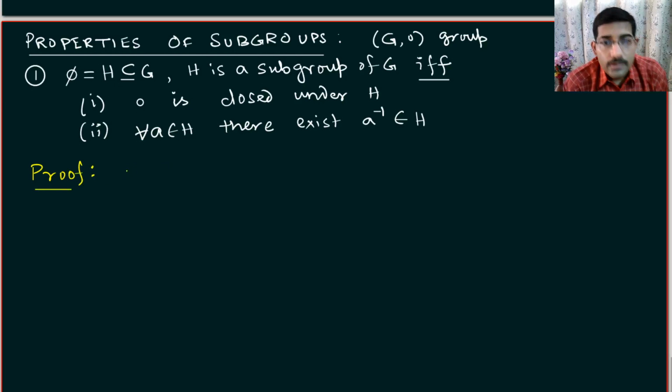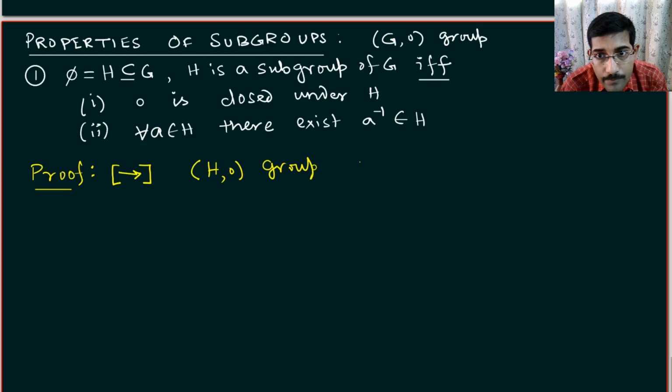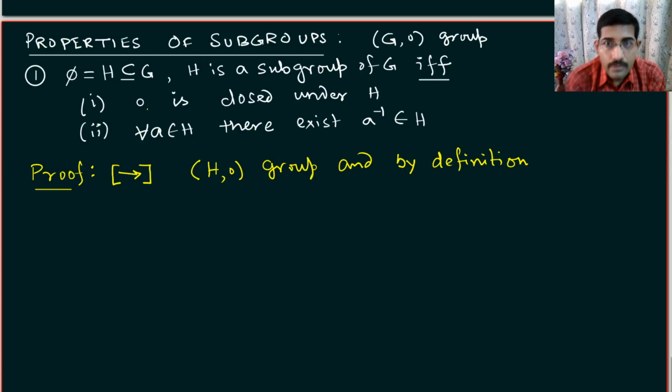So there are two parts of the proof, since it is if and only if. First, this side of the proof. It is very trivial because I know that H is a subgroup of the group G. Since H is a subgroup, H itself is a group under the operation O, and all the things follow by definition: it is closed and there should be an inverse if H is a group.